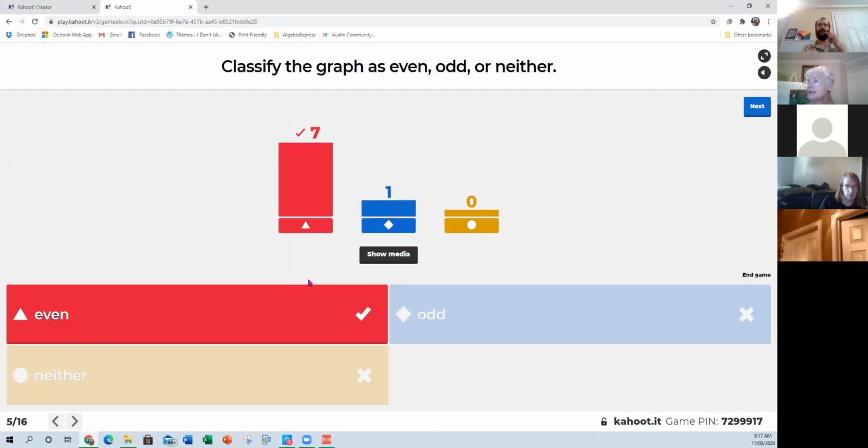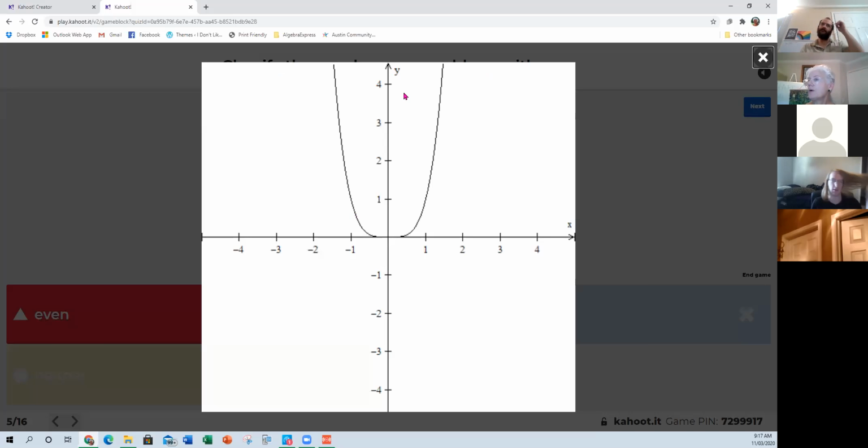Like Chris was saying, if you notice this one, if you were to fold this graph over the y-axis, it would come back on itself exactly. So if a graph is symmetric with respect to the y-axis, then it is even. Even functions usually look like u's or w's, and this could have been shifted up or down. If you fold it over the y-axis and it comes back on top of itself, then it would be even.